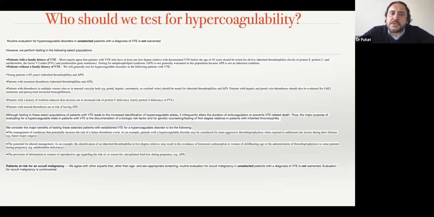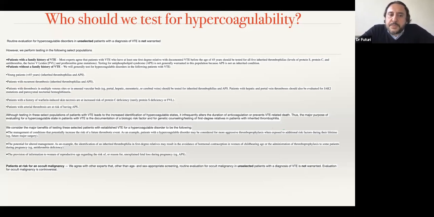Patients who have thrombosis in unusual areas of the vasculature, portal vein thrombosis, mesenteric, cerebral vein thrombosis. These are patients that one should evaluate, especially looking for underlying JAK2 mutations, which can be seen in myeloproliferative neoplasms. Patients who have arterial thrombosis, these patients usually may have an underlying lupus anticoagulant. Whereas the inherited thrombophilias and most other inherited or acquired thrombophilias cause venous thrombosis. Excuse me. Lupus anticoagulants can cause arterial thrombosis.